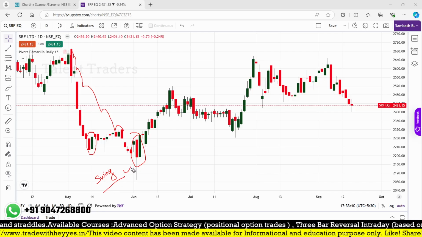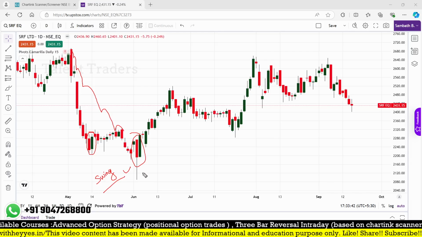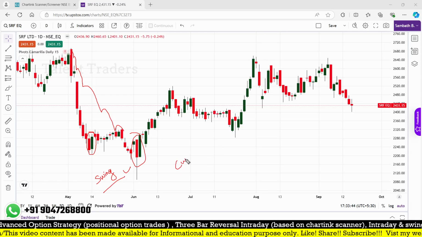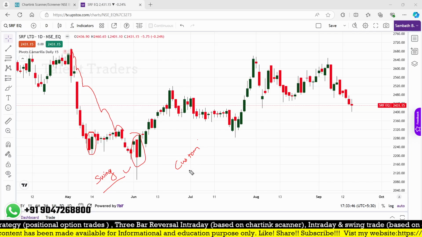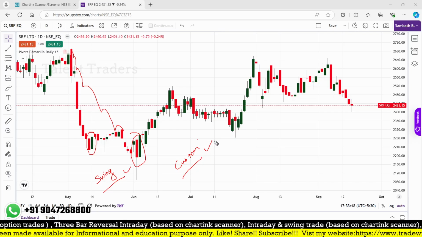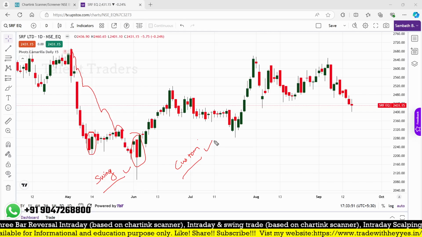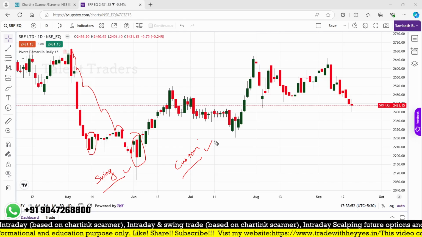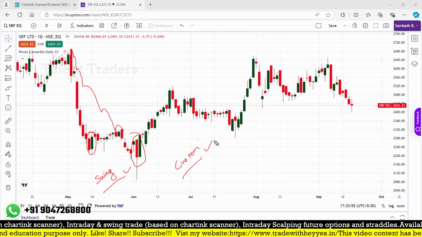I'm going to create the scanner live, and for this scanner I used a custom indicator. A custom indicator means we have to derive an indicator that is not available by default in charting. We used the customized one and created the scanner.